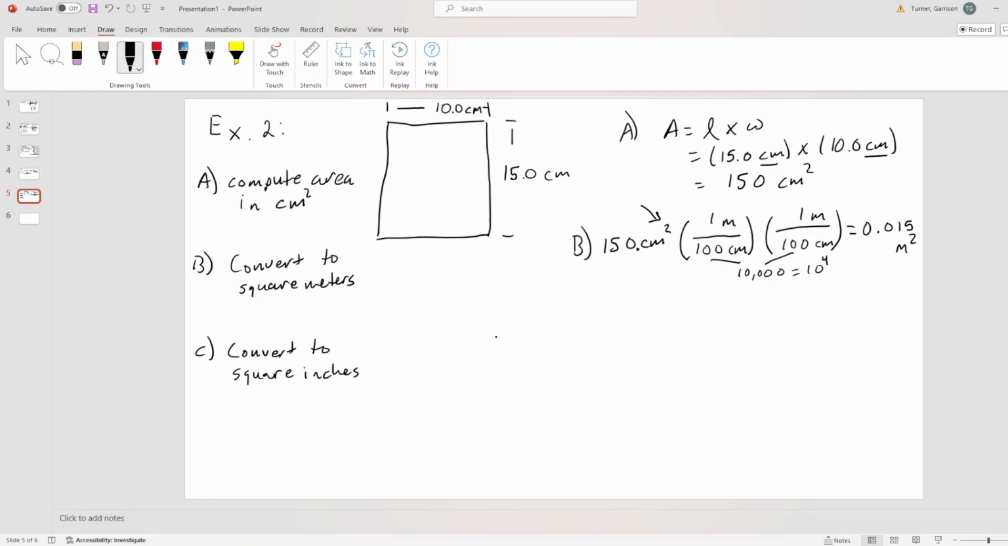Okay, so now I want to convert this into square inches. Okay, so 150 centimeters squared. So now I'm going to do the same thing. I have 2 units of centimeters to get out of, but I need to do inches twice. And I know that there's 2.54 centimeters in 1 inch.